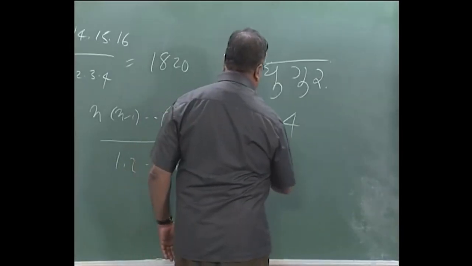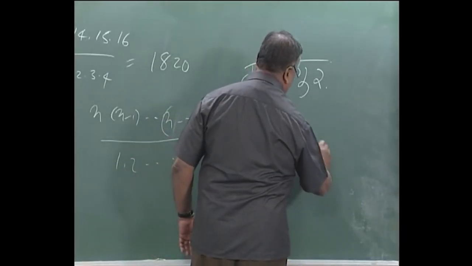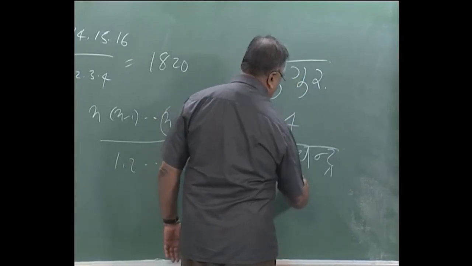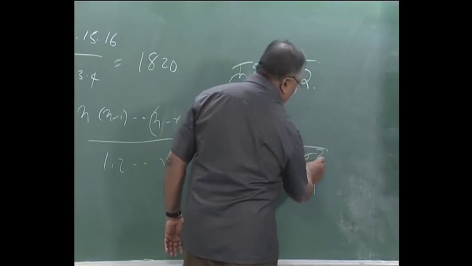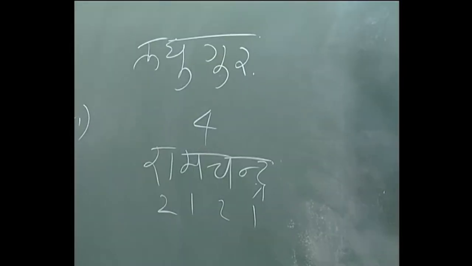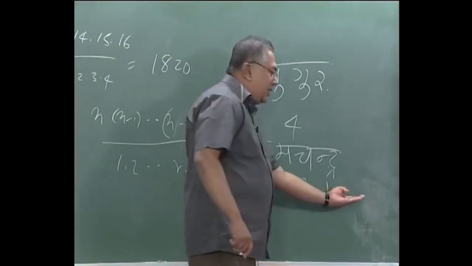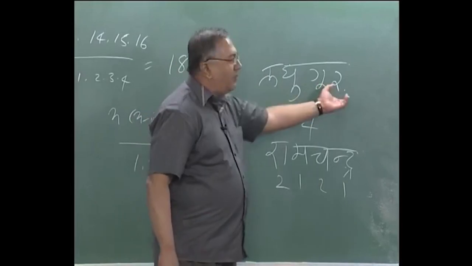Or if you take something like Ramachandra, so this is Guru, this is 2, this is 1, this is Guru, this is Laghu. Ndra is a Laghu, Cha is a Guru, because it is followed by a conjunct consonant. So, in all there are 6 matras in it. There are 4 matras in it.